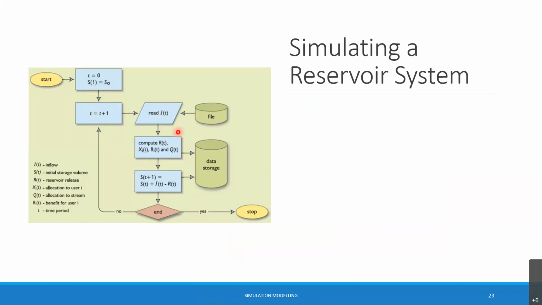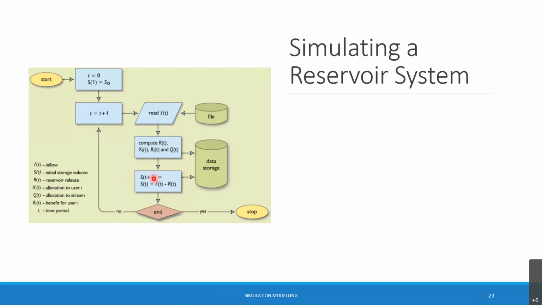So maybe you assume some initial state of the reservoir, and then you are implementing time. You may read what is the inflow coming. You may have some file which has the inflows, the sequence of flows that are coming to the reservoir. So you find out what is the inflow coming to the reservoir. And then based on the policy that you have defined, you find out how much water is released, how much water is allocated to different activities, what the benefits are, and how much water will be released into the river downstream.